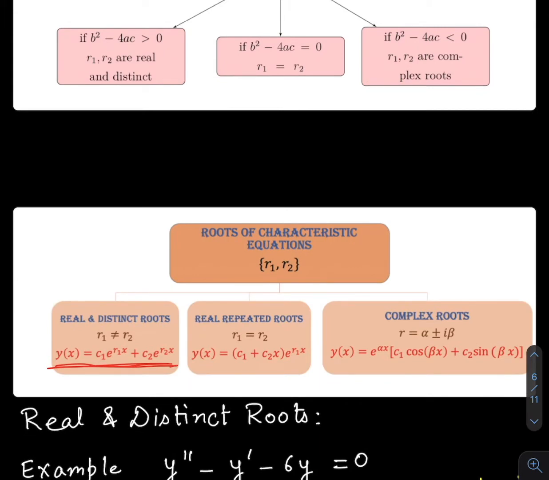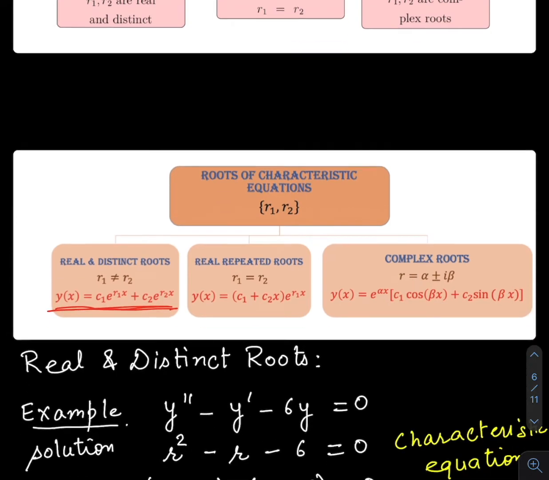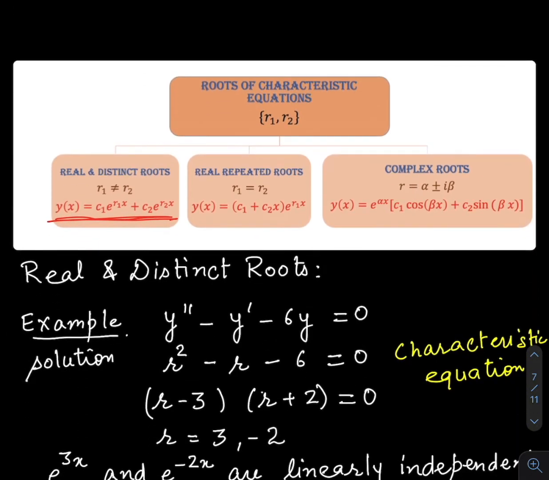So when roots are real and distinct, we know the general formula is given by y(x) equal to c1 e^(r1 x) plus c2 e^(r2 x), where r1 and r2 are the two roots of the characteristic equation. And when roots are equal, the general formula is given by y(x) equal to (c1 plus c2 x) times e^(r x), where r is the repeated root.